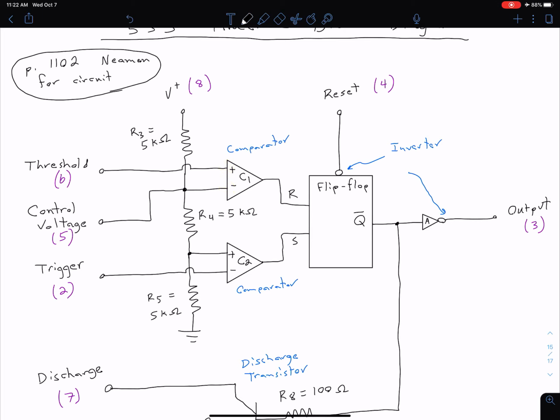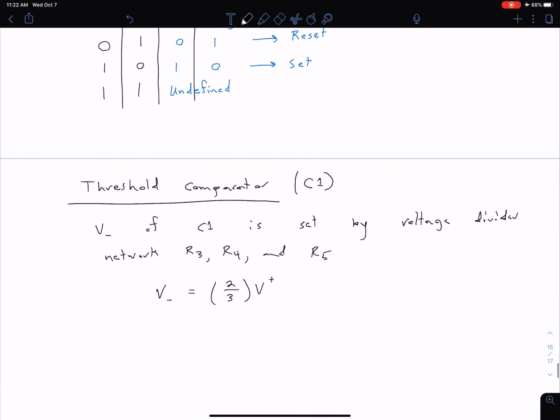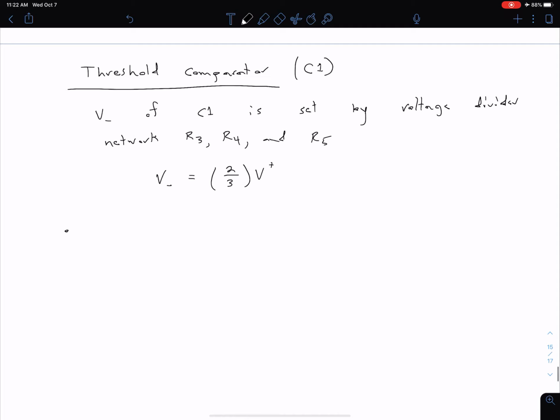So let me get rid of those and let's come back down here. What we're saying then is when the input, which I'm calling my threshold pin, so pin 6, exceeds this V minus value, which is 2/3 of our V plus, the output of that comparator is going to go high.